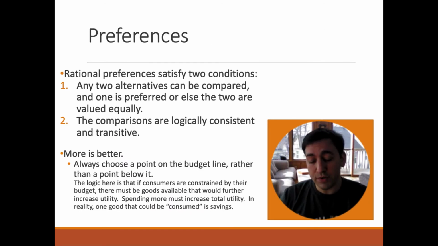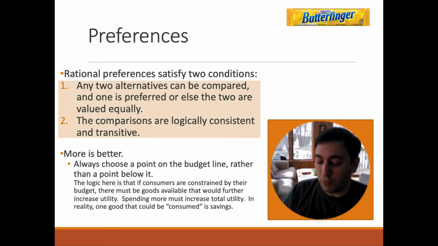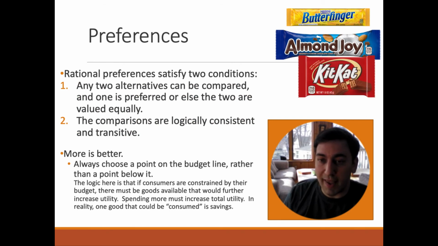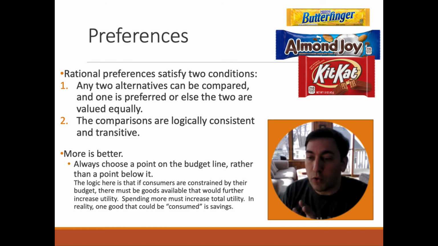So if consumers are trying to optimize their utility, we have to understand what their preferences are. And for preferences, we're going to just assume rationality, which is just saying that if you order something, I like Butterfingers more than Almond Joys, more than Kit Kats, you can't then say I like Kit Kats more than Butterfingers. They have to be logically consistent and they have to be transitive, which means you could rank them in order. If you know how some of them work, it's not going to loop on to itself.